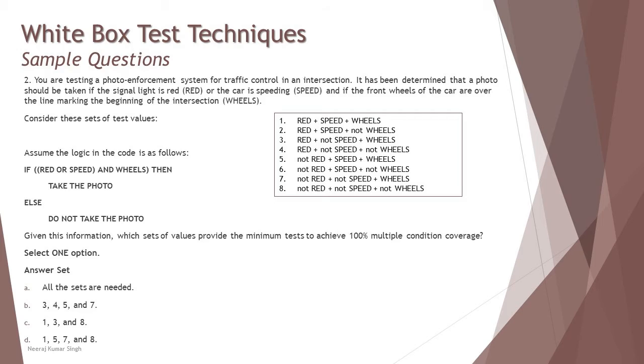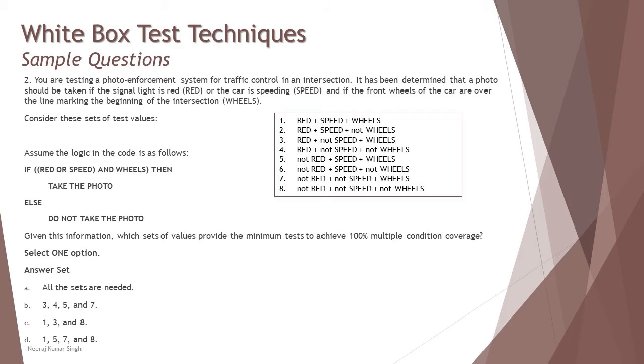Let's look at the next one, which is about 100% multiple condition coverage. Again, the scenario remains the same, just keeping it simple and easy for you to understand the different techniques on the same scenario. Now, given the information, which set of values provides the minimum set of tests to achieve 100% multiple condition coverage? So we have 4 options here. A, all the sets are needed. B, 3, 4, 5, 7, that's for modified condition decision coverage.